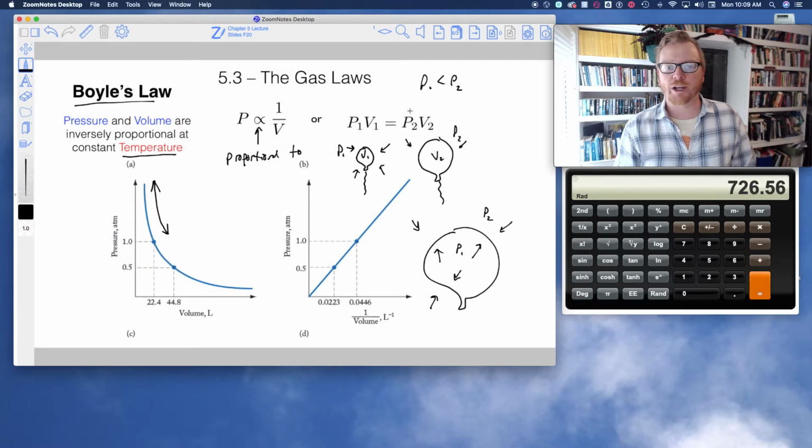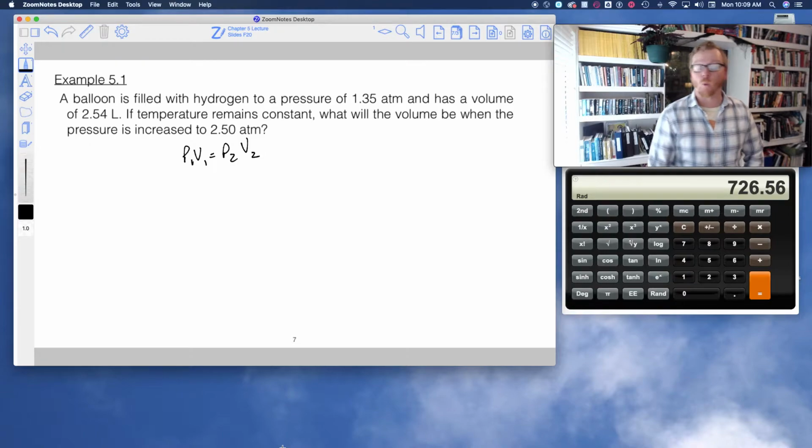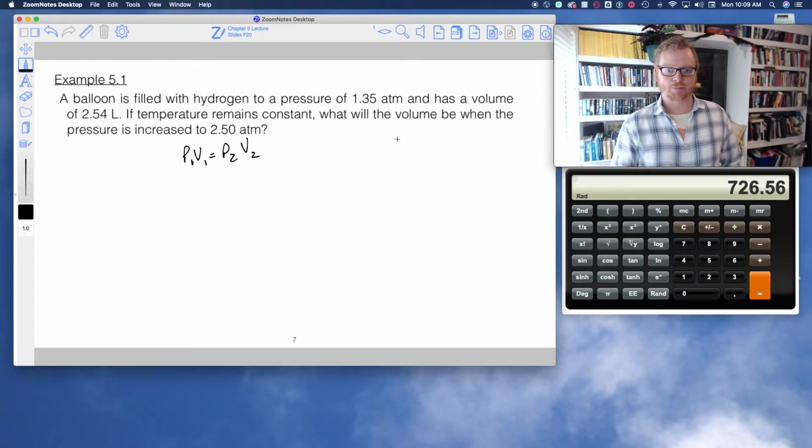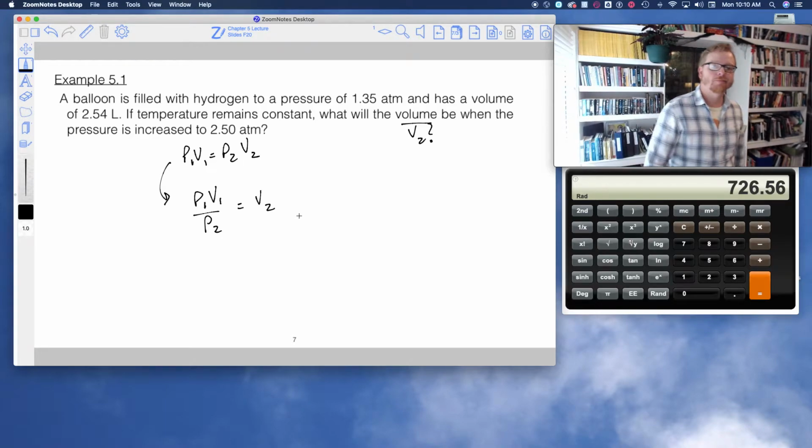Okay, so we remember we're going to use this equation, P1V1 equals P2V2. It doesn't matter what I pick for 1 and 2 as long as it's consistent. And it's asking me for the volume, so I'm going to solve for V2. I first like to do the algebra. To isolate V2, I'm going to divide both sides by P2, which will give me P1 times V1 divided by P2, and that all equals V2, okay?